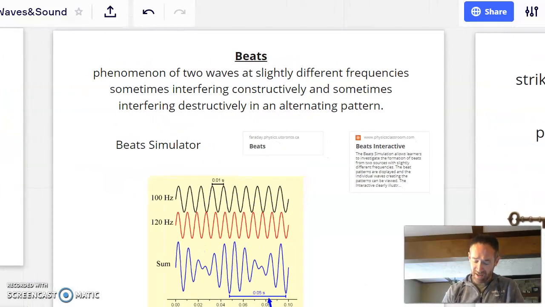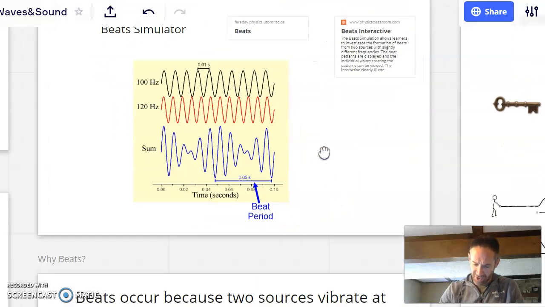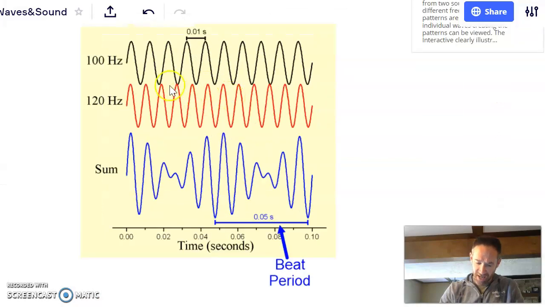Beats is this sound that you get when two sound waves with slightly different frequencies are simultaneously played, and because they have slightly different frequencies, you get this constructive and then destructive alternating pattern. You can see it here too. So if I had a sound that was 100 hertz and I had a sound that was 120 hertz, I'm going to get that sometimes they're going to be pretty much right in phase, like over here, and then there are going to be times where they're going to be pretty much right out of phase, like over here.